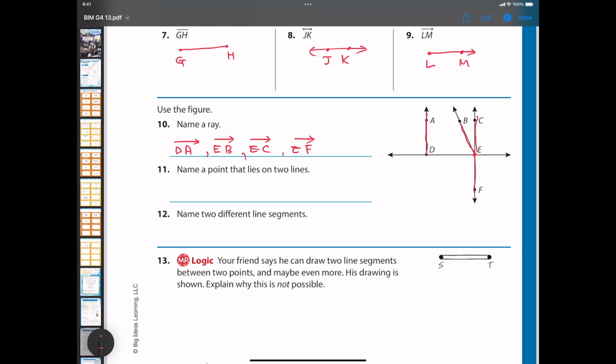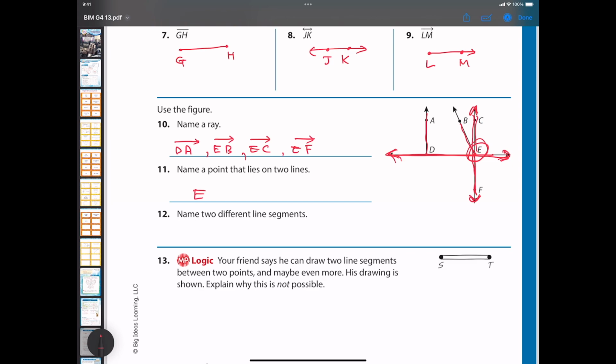Name a point that lies on 2 lines. Here lies on 2 lines, 1 line and 2 lines. So lines are here, 1 line, right? 2 arrows, right? That's the line. And here another 2 arrows. And this point E has these 2 lines lying together. So we can say point E, okay?